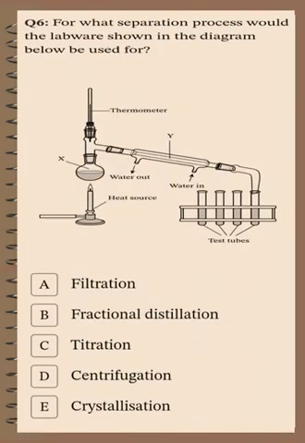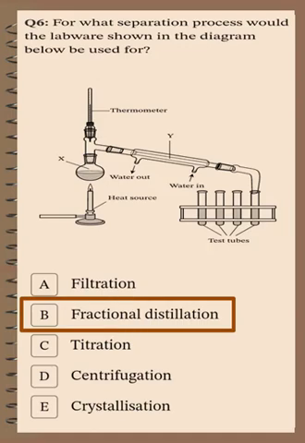Question number 6, for what separation process would the labware shown in the diagram below be used? We can see that here we have a thermometer, water coming out, a heat source, water in and out, and test tubes that we can use in separation. We have test tubes in the apparatus that we use for fractional distillation. This apparatus is used for fractional distillation of different amounts of a substance.